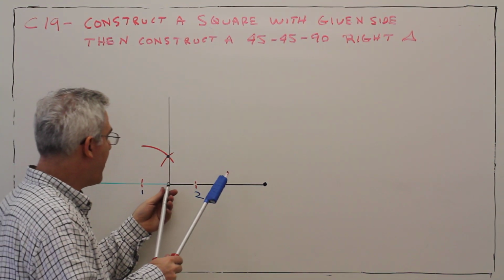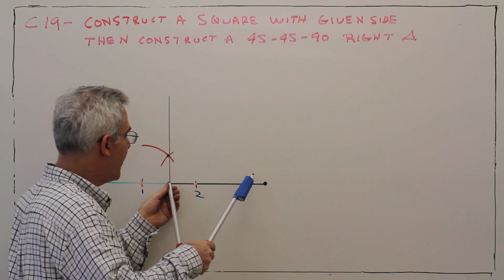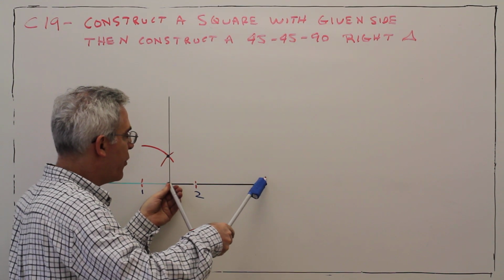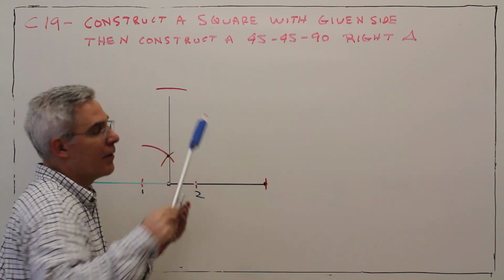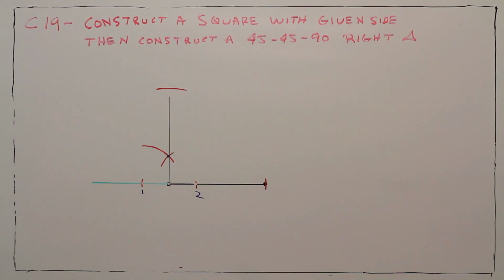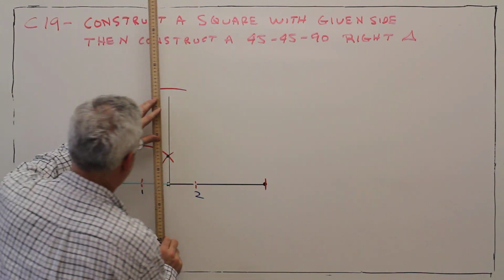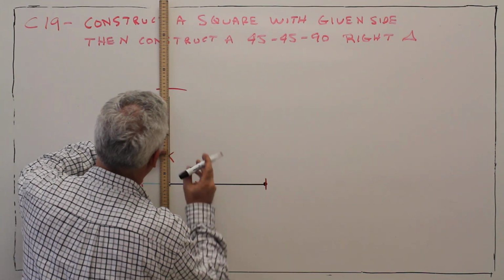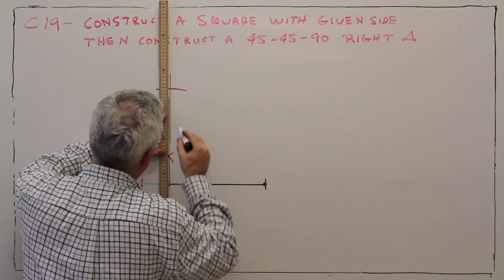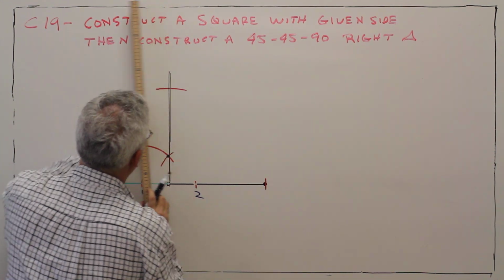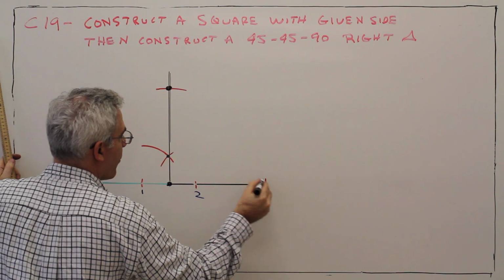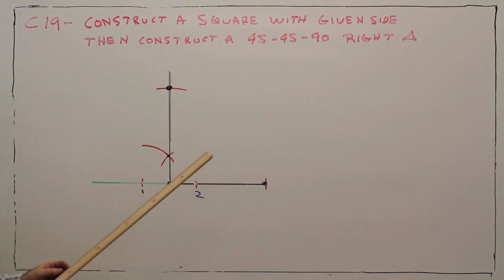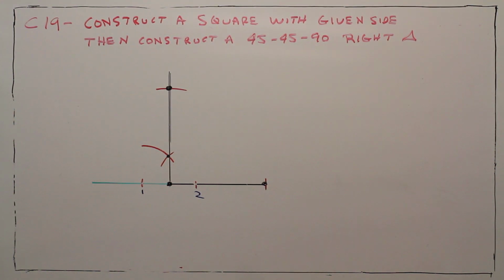So now I will measure the given side. Again, show your arc, and then arc it up here. I did not go far enough. That's okay. I can extend it farther. I now have 3 points of my square.